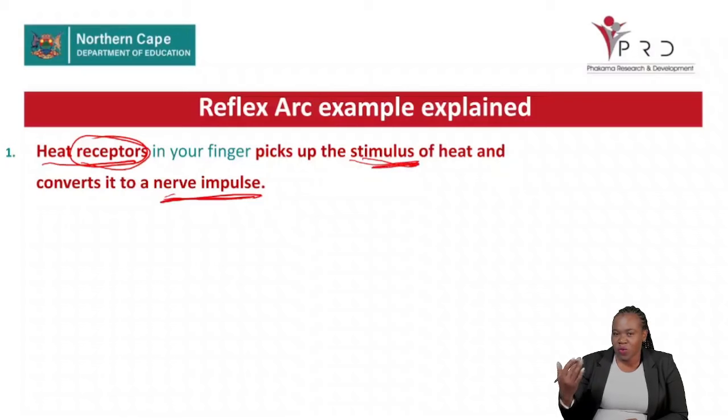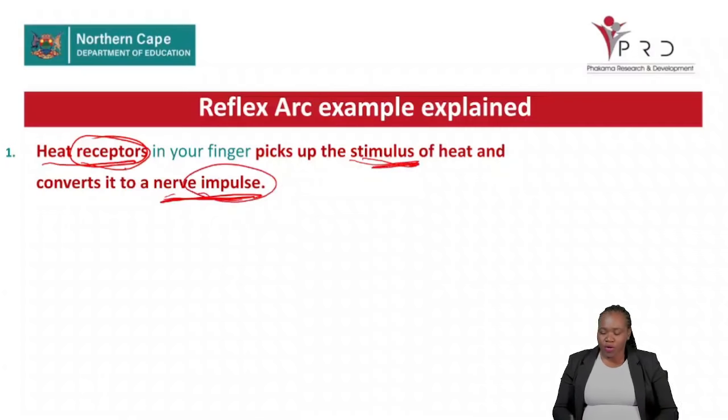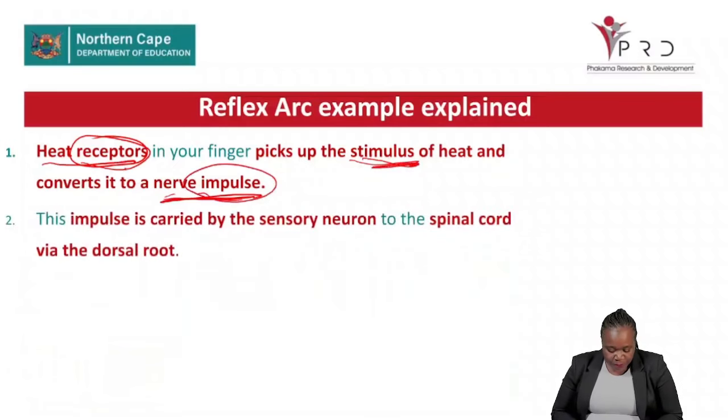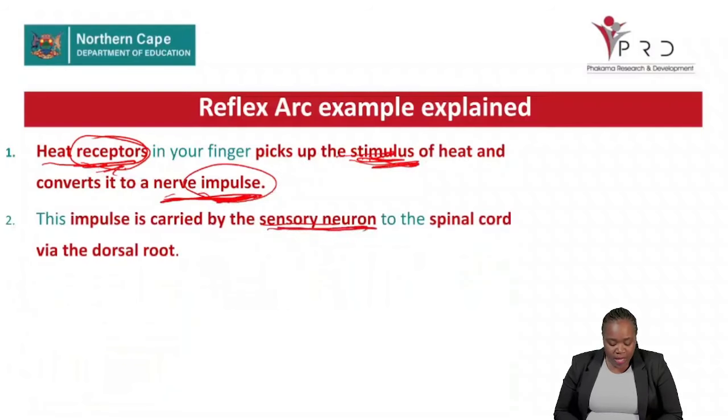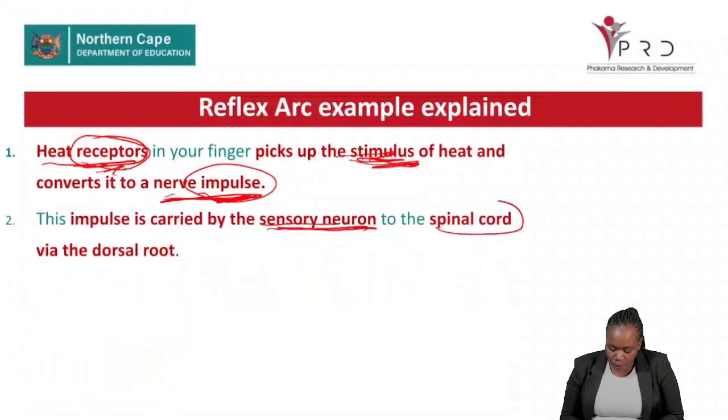We have the stimulus, which is the change. This stimulus is going to be received by the receptors. Now the receptors are going to convert the stimulus into an impulse. Now we no longer have a stimulus, but we have an impulse. This impulse is going to be carried by the sensory neuron to the spinal cord. So stimulus, receptor, impulse. From the impulse, we have the sensory neuron that carries that impulse to the spinal cord.